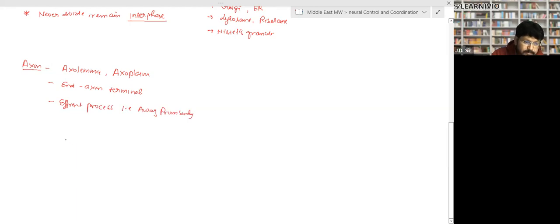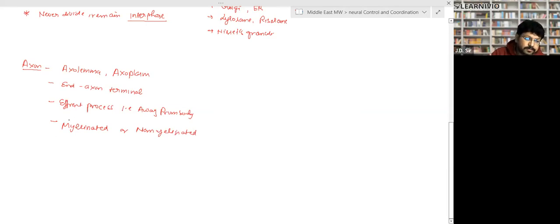Next point. Axons may be myelinated or non-myelinated. That's what I told you.